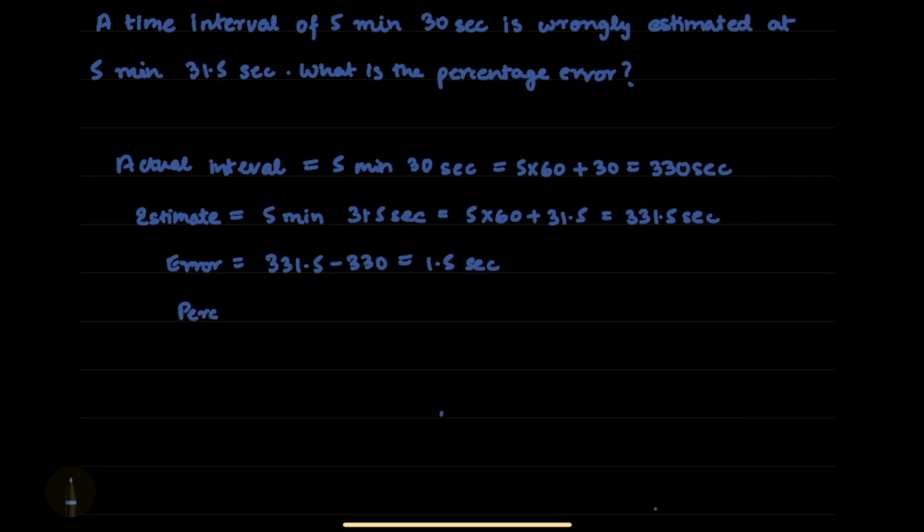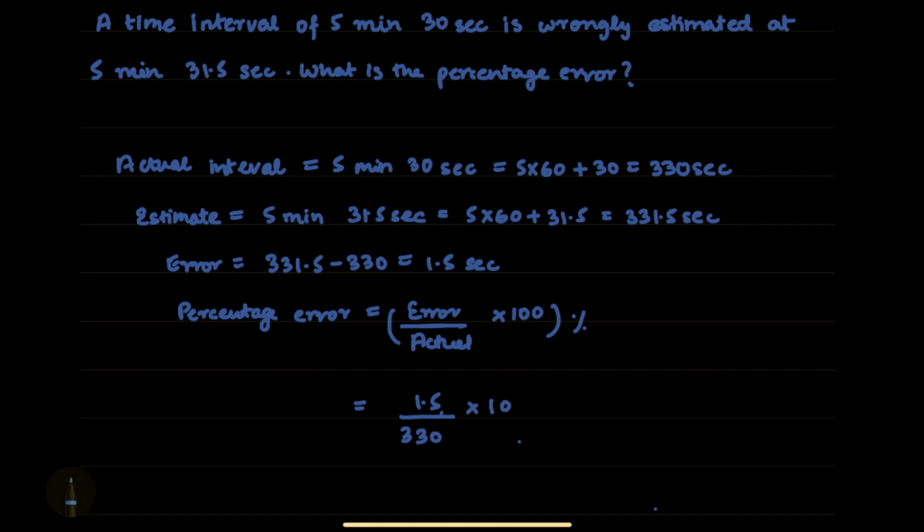Now we'll find the percentage error, and that is going to be our error divided by the actual, multiplied by 100. This is a bit of a reprisal from what we have already done, or from the previous rules of thumb that we have seen. So our error is 1.5 seconds divided by the actual, that is 330 seconds, and then we'll multiply it by 100. And this comes out to be 15 by 33%, or 5 by 11%.